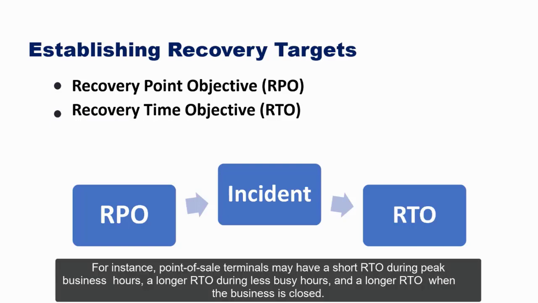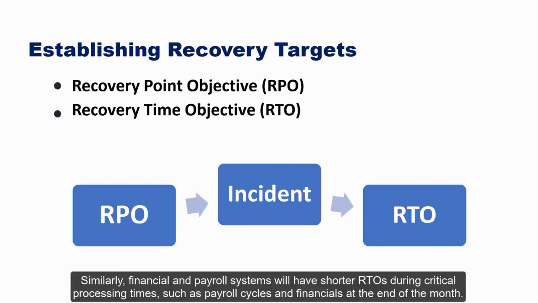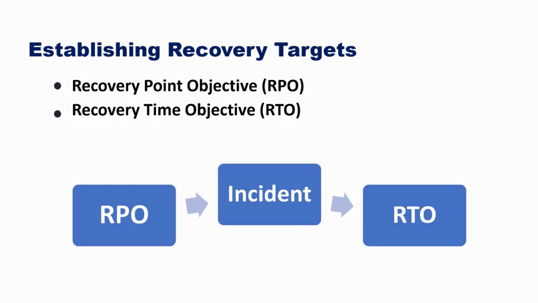For instance, point-of-sale terminals may have a short RTO during peak business hours, a longer RTO during less busy hours, and a longer RTO when the business is closed. Similarly, financial and payroll systems will have shorter RTOs during critical processing times, such as payroll cycles and financials at the end of the month.